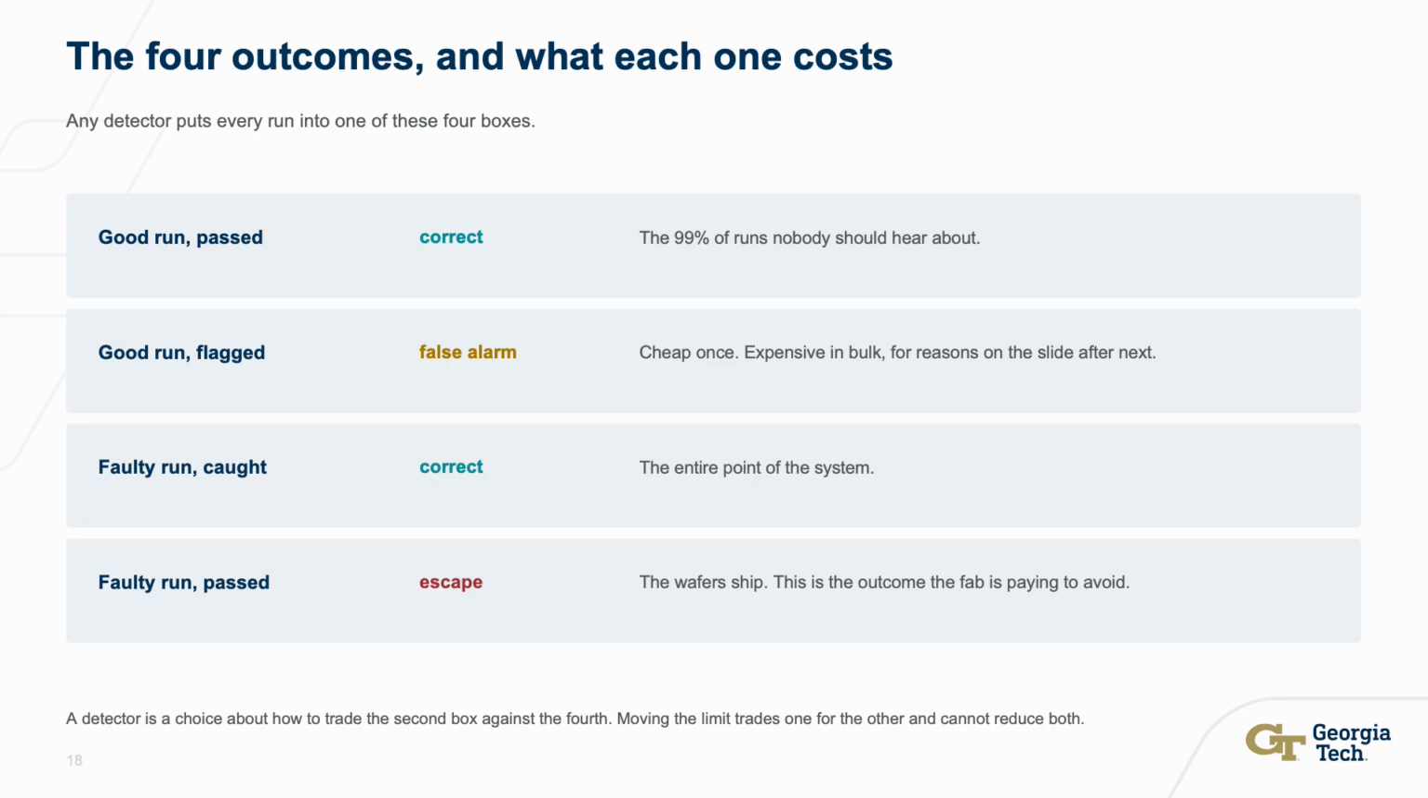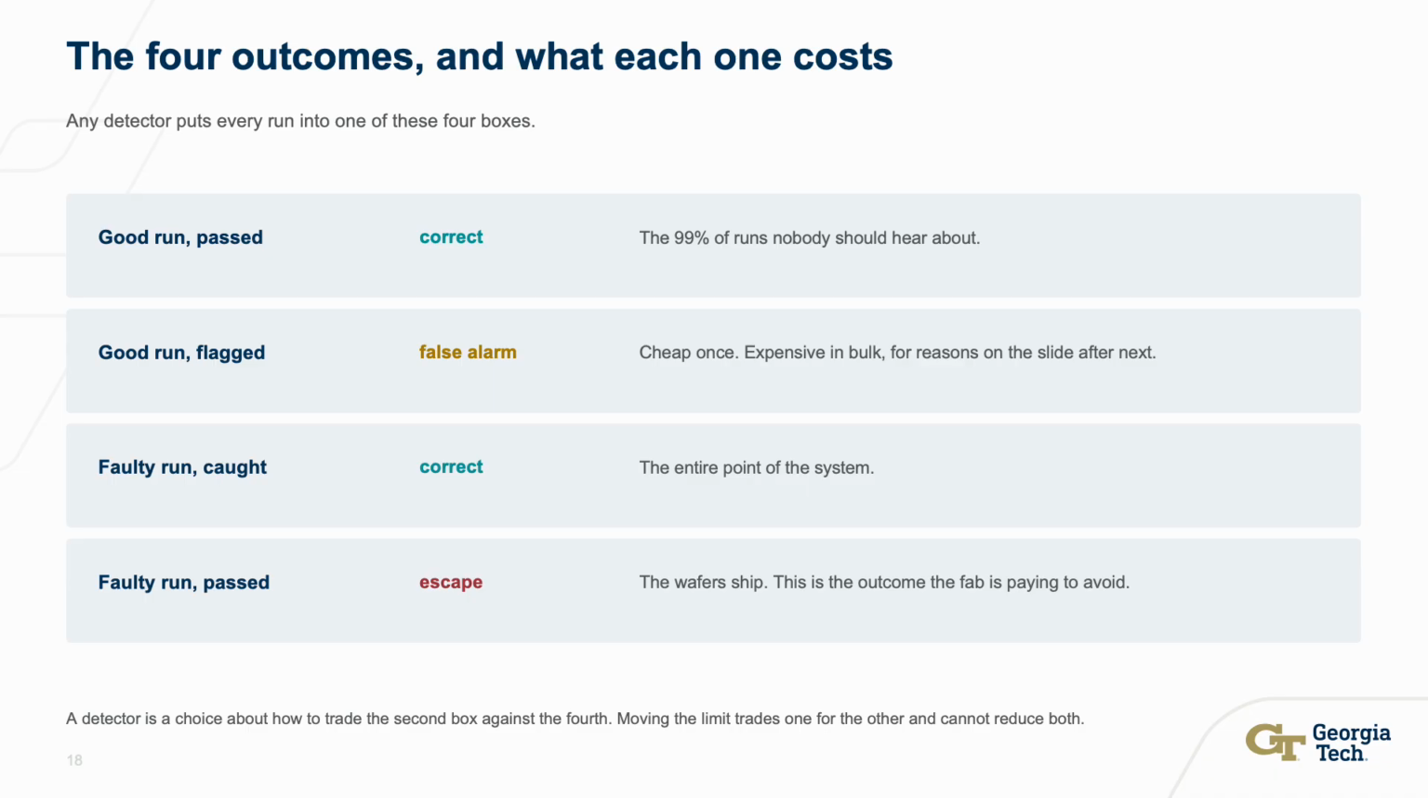Before we look at these two reality checks, fix the vocabulary because the rest of the lecture uses it. A new detector puts every run into one of the 4 boxes. A good run that passes, correct, and that is 99% of runs nobody should ever hear about. The good runs that get flagged, that is a false alarm, cheap ones. The slide after next is entirely about why it is not cheap in bulk. A faulty run that gets caught, correct, and the entire reason the system exists. A faulty run that passes, that is an escape. The wafers ship. This is the outcome the fab is paying to avoid.